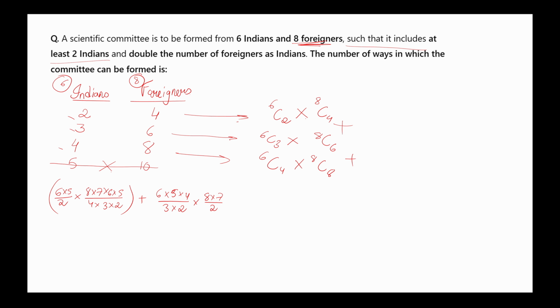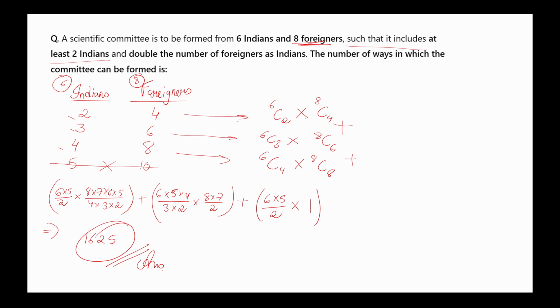Again 8c6. I hope you all remember 8c6 can be written as 8c2. That is why I did just 8c2. Plus 6c4. 6c4 can be written as 6c2. So this would become 6 into 5 by 2 into 8c8 is nothing but 1. Now let us simply add all of this up. We are going to get 1625 as our answer.